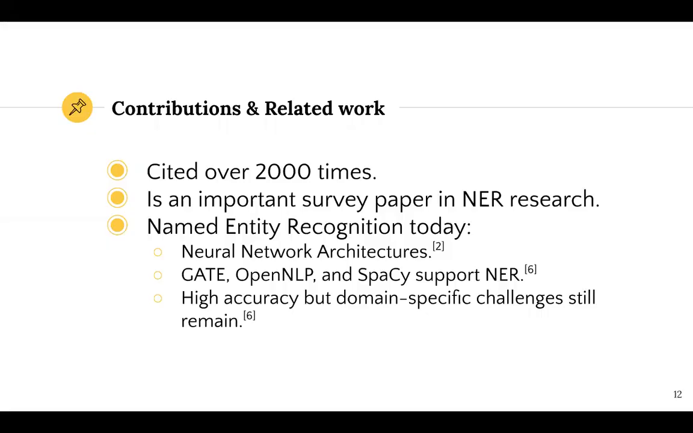So how has this paper contributed to the field? This paper has been cited over 2,000 times since it came out in 2007. It's a very important survey paper in named entity recognition research. In named entity recognition today, there's a 2016 paper talking about neural network architectures applied to named entity recognition that has a really high success rate. There are also different programs that support NER, such as GATE, OpenNLP, and SpaCy. NER today has really high accuracy, but there are still some domain-specific challenges that remain. So we aren't done with NER. There's still a lot more research to be done on this topic.